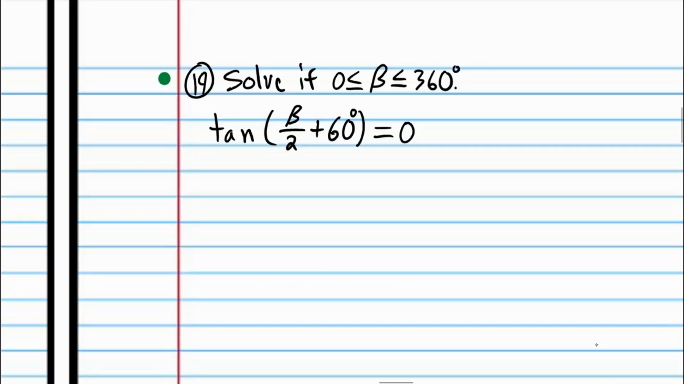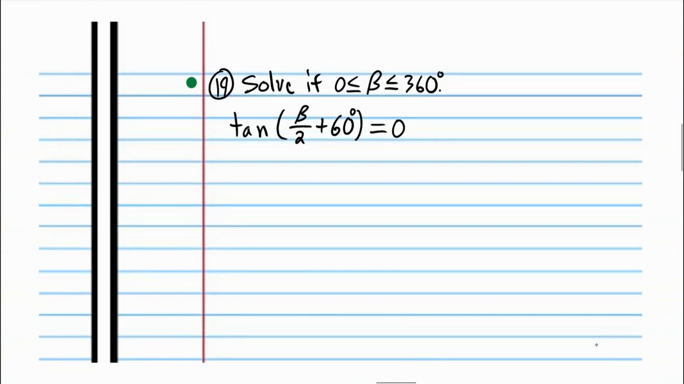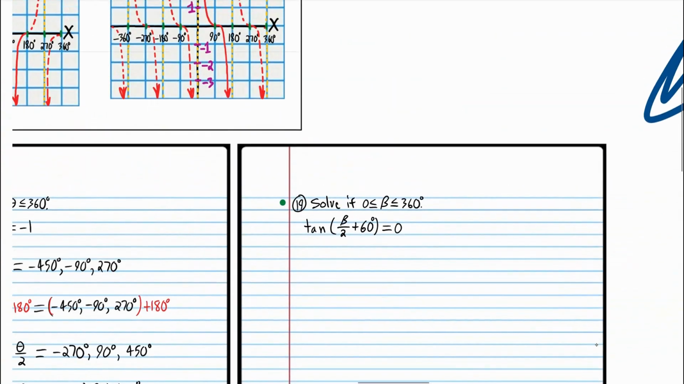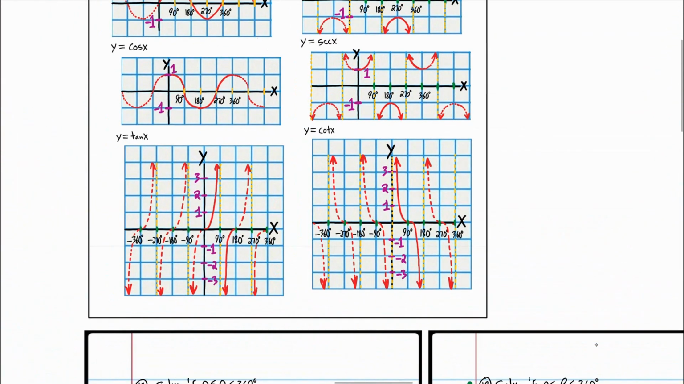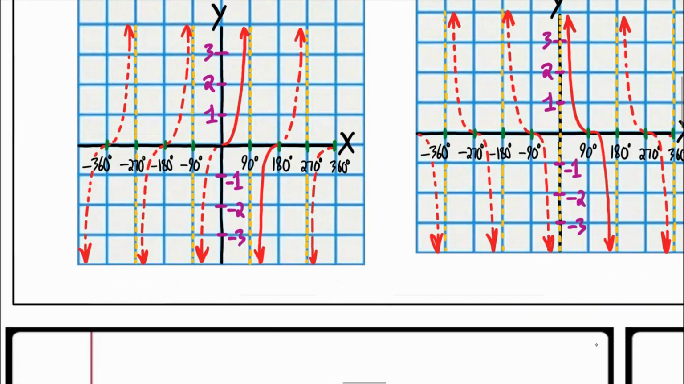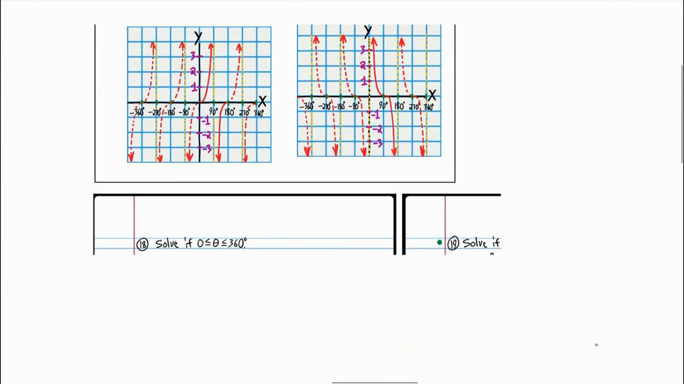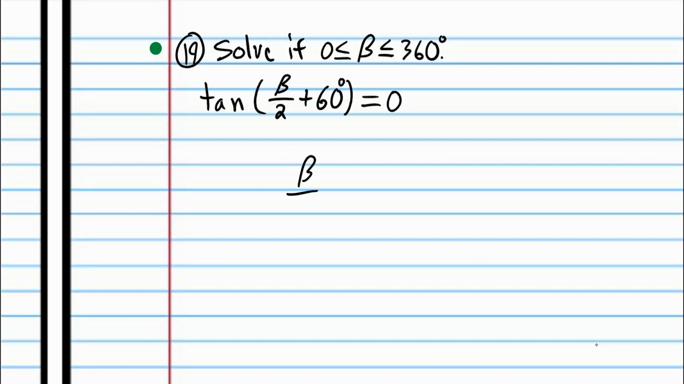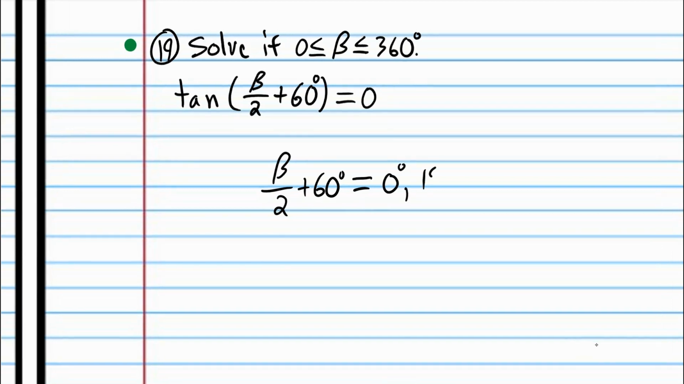Okay, we're back. So we have a collapsed triangle here when tangent is 0. So it looks like our answers are going to be multiples of 180. 0, 180, 360, so on and so forth. So we have beta over 2 plus 60 degrees is equal to 0 degrees, 180, 360, and so on and so forth.